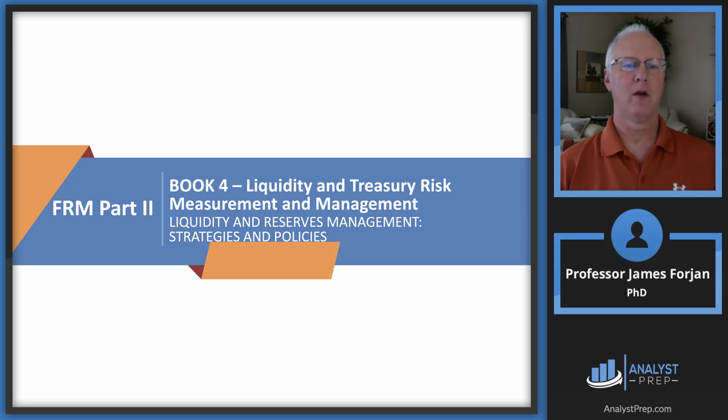This is FRM Part 2, Book 4, Liquidity and Treasury Risk Measurement and Management, and the chapter on Liquidity and Reserves Management, Strategies and Policies. This is the second chapter in a row that we have read from the Rose and Hudgens textbook called Bank Management and Financial Services. And I found this chapter fairly interesting for one perhaps kind of silly or odd reason.